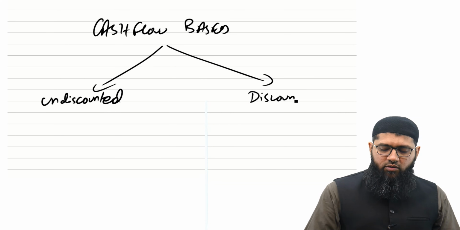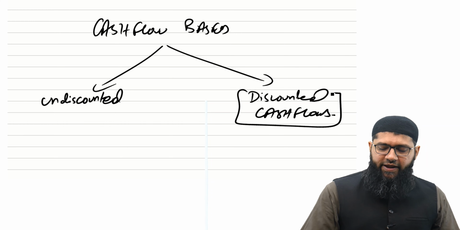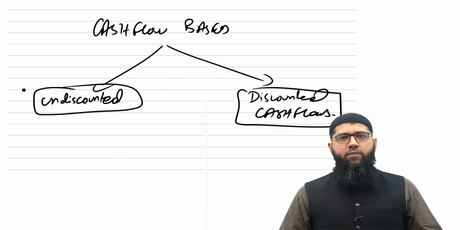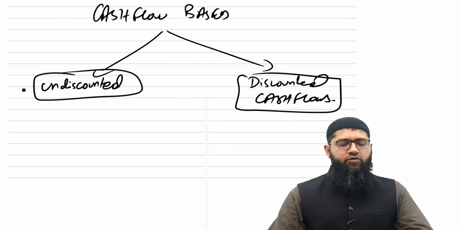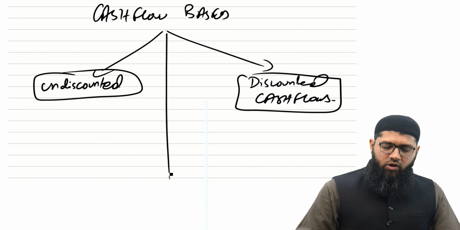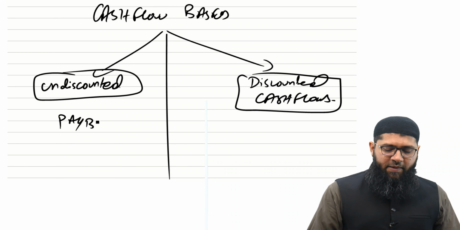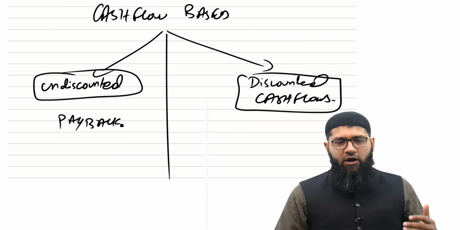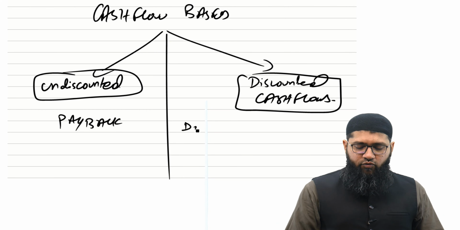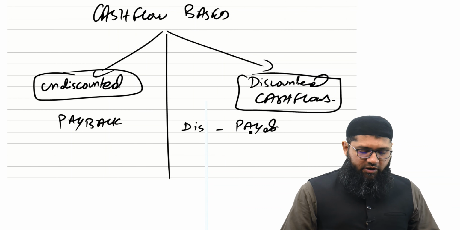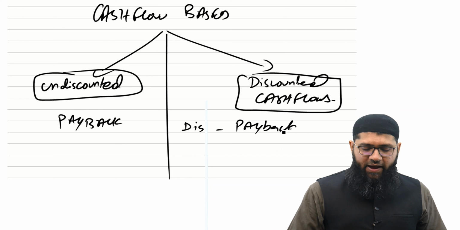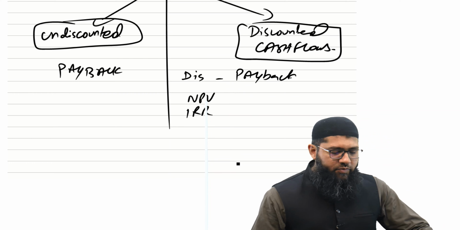It could be based on discounted cash flows. So the cash flow based techniques could be based on undiscounted cash flows, or they could be based on discounted cash flows. When we talk about undiscounted cash flows, there is only one technique, which is called the payback period technique. And when we have discounted cash flows, there are three techniques: one of them is called discounted payback, the other one is the NPV, and the third one is the IRR.